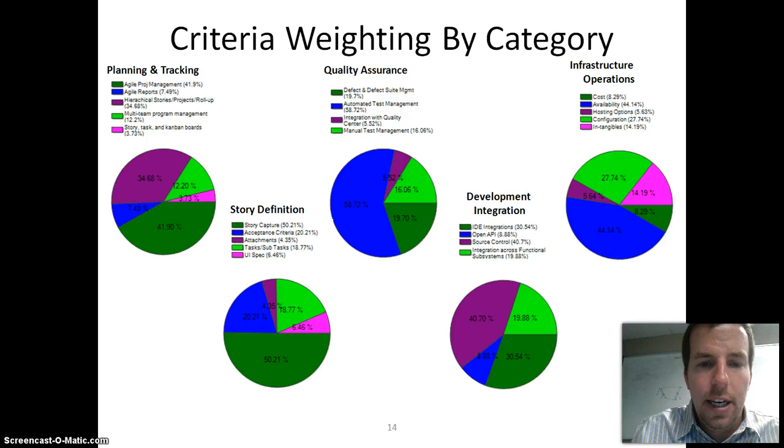If we look at each specific category, you can see that inside of planning and tracking, we had project management, agile reports, quality assurance, etc. So you can see that, for example, in planning and tracking, project management was our most interesting category inside of that higher category. And then if you go down and look at story definition, story capture was most important. If you look at quality assurance, being able to have automated tests was really important, because we knew that if we weren't doing automated tests, we would never be able to get out of our technical debt. So again, this is just a breakdown of each specific category.